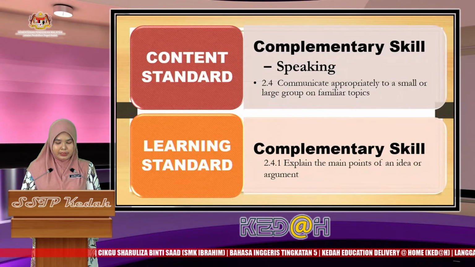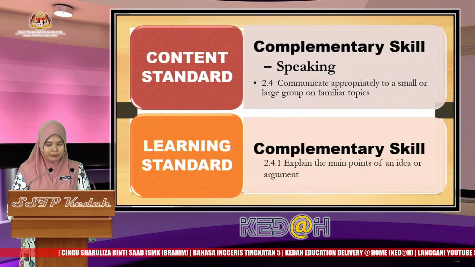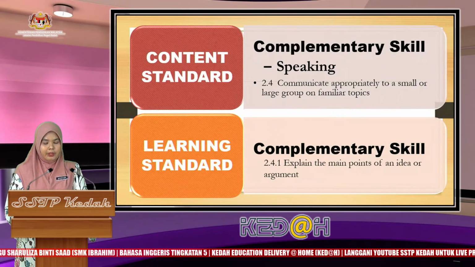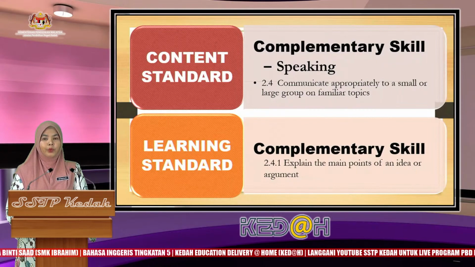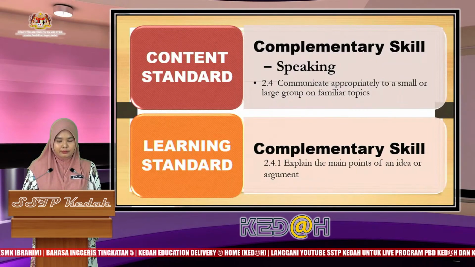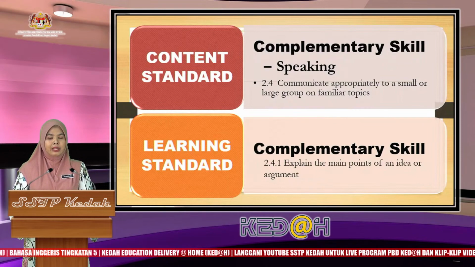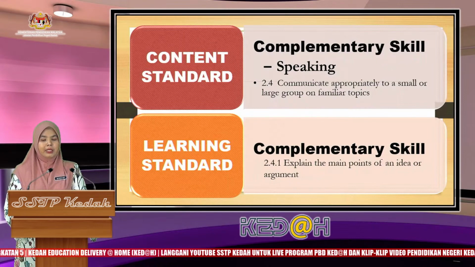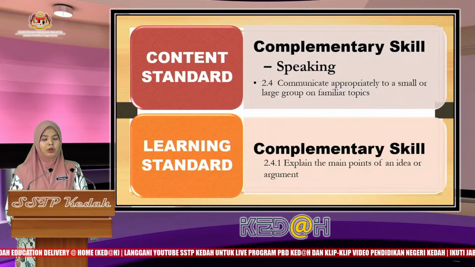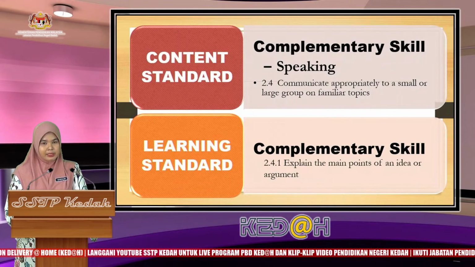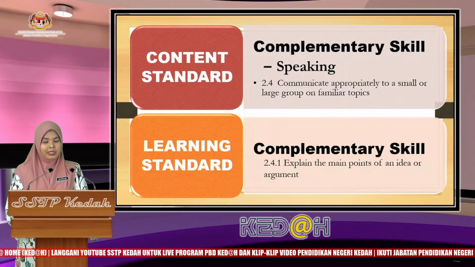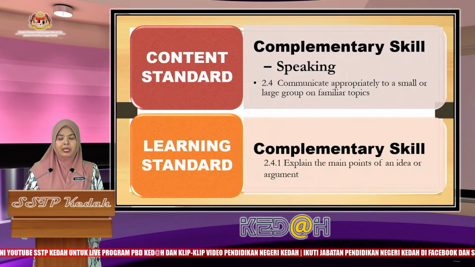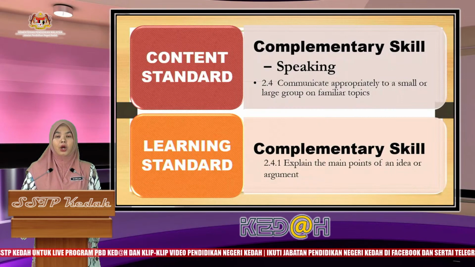For the complementary skills, it is speaking 2.4 and the learning standard is 2.4.1. Let me read the speaking content standard 2.4. Communicate appropriately to a small or large group on familiar topics. The learning standard for speaking is 2.4.1. Explain the main points of an idea or argument.